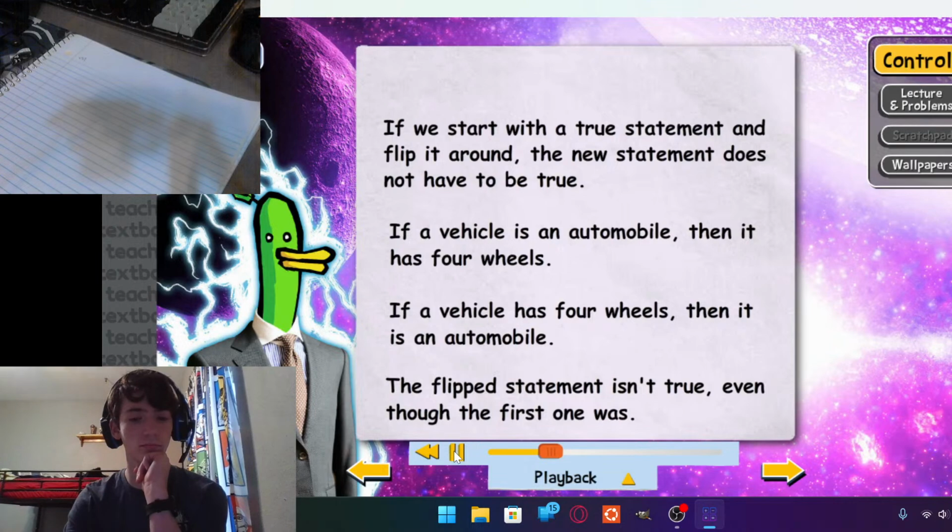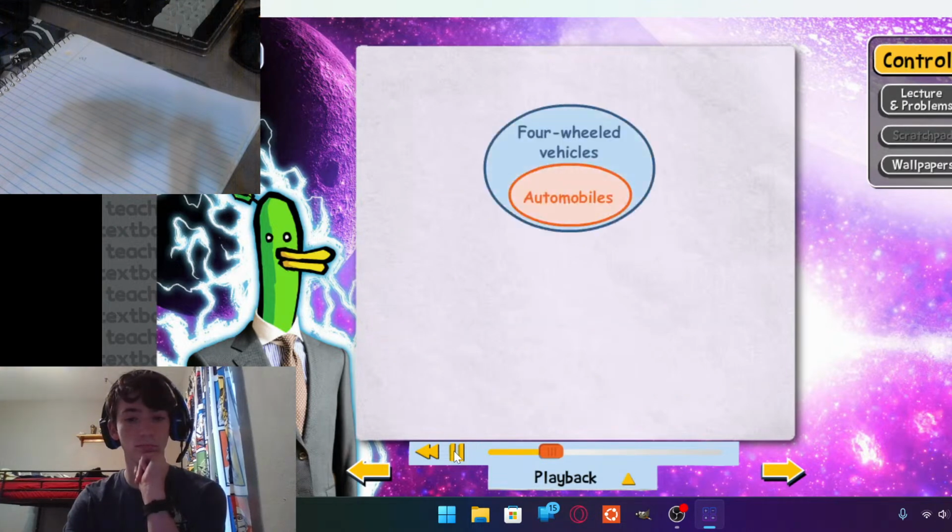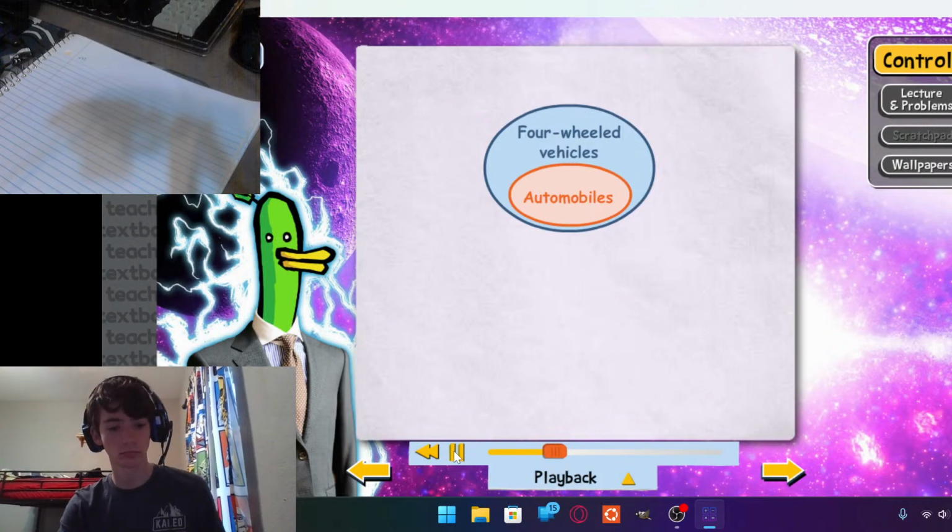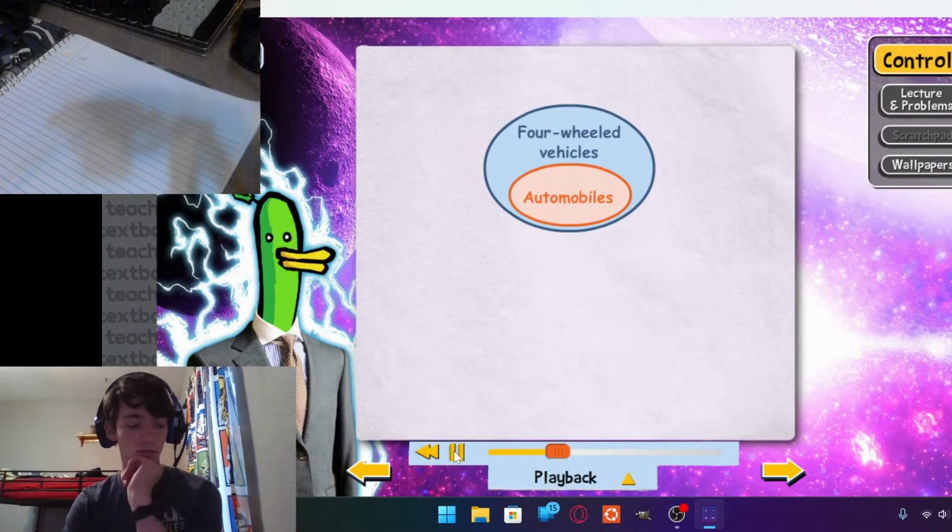Let me draw you a couple of Venn diagrams. See, when a vehicle is inside the automobile circle, then it has to be inside the four-wheeled vehicle circle. And that's why this first statement is correct. That makes sense. If it's an automobile, it has to have four wheels. But just because a vehicle is inside the four-wheeled circle doesn't necessarily mean that it's an automobile, which should go in the automobile circle. And see, that's why the second statement isn't true.